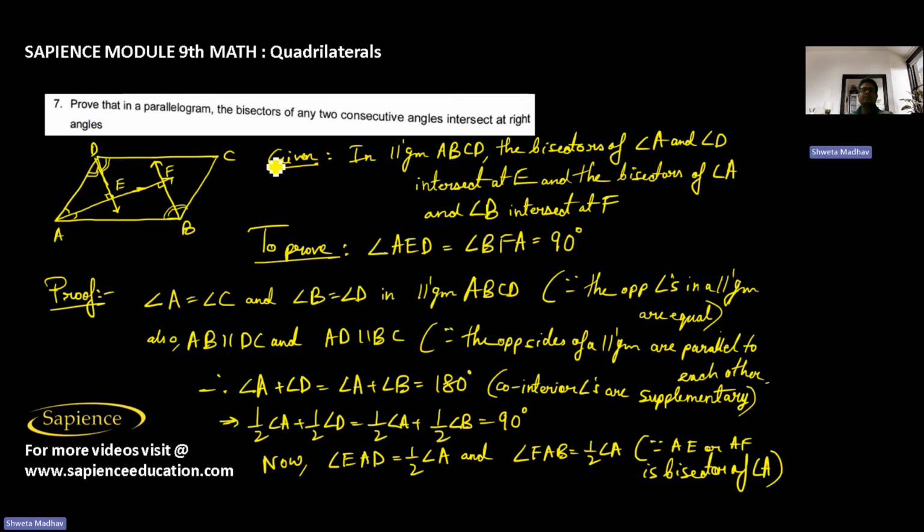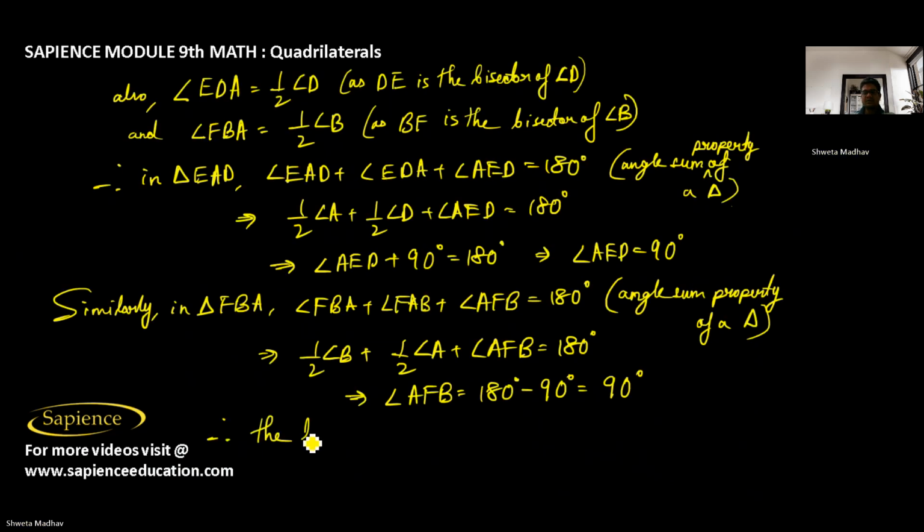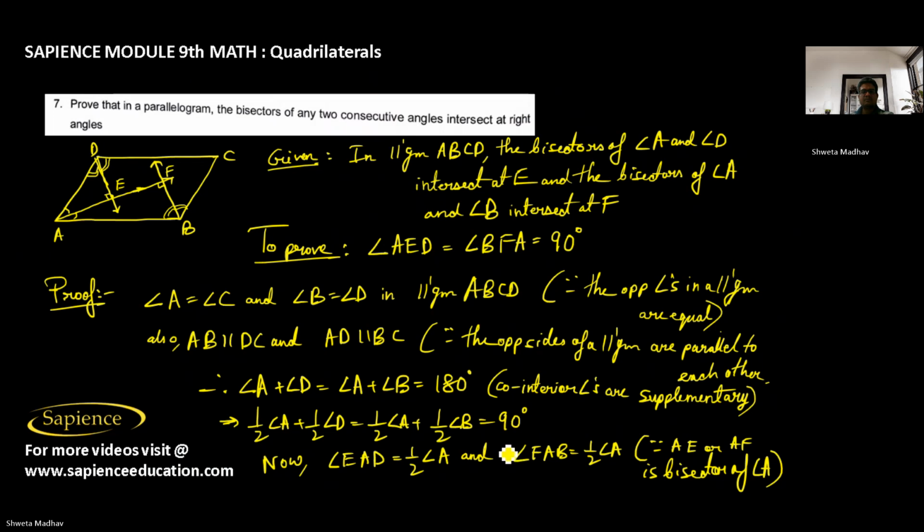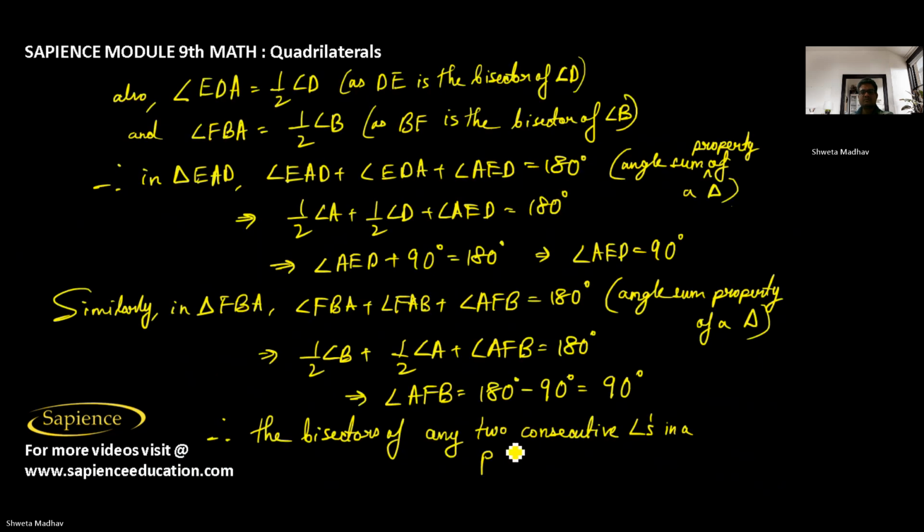So therefore we can say that the bisectors of any two consecutive angles in a parallelogram will always intersect at right angles.